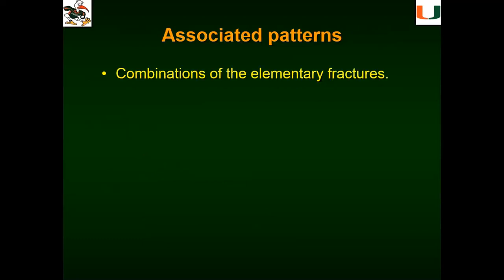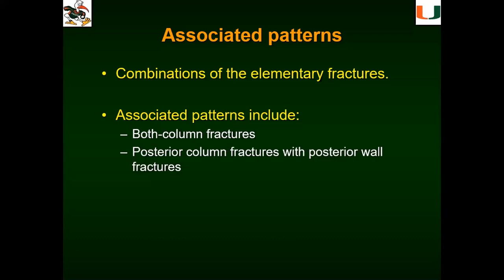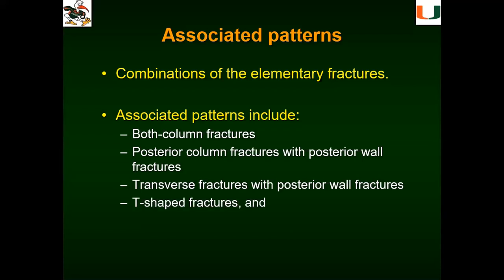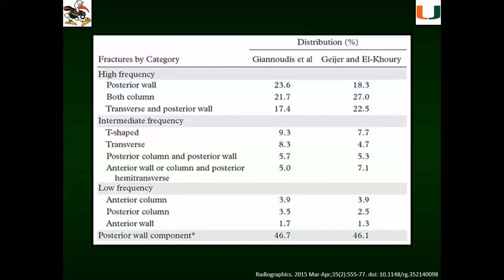The associated patterns combine features of elementary fractures. And so those include the both column fracture, which is pretty common, the posterior column with posterior wall fractures, the transverse fractures with posterior wall, the T-shaped fractures, and then probably the most challenging, which is the anterior column fracture with posterior hemitransverse. And we're going to go through them over the next 20 minutes or so, and hopefully at the end of the lecture, this will become less complicated to identify.